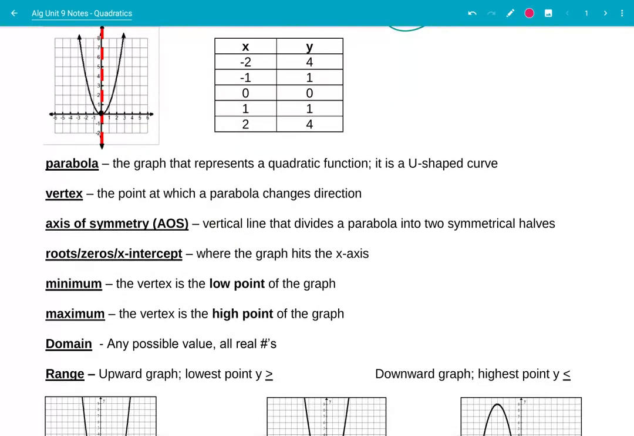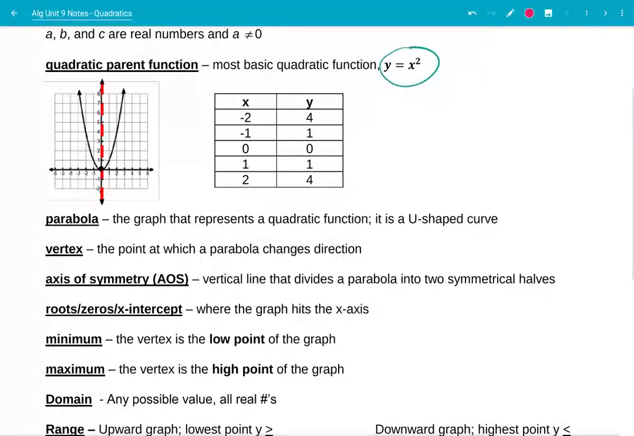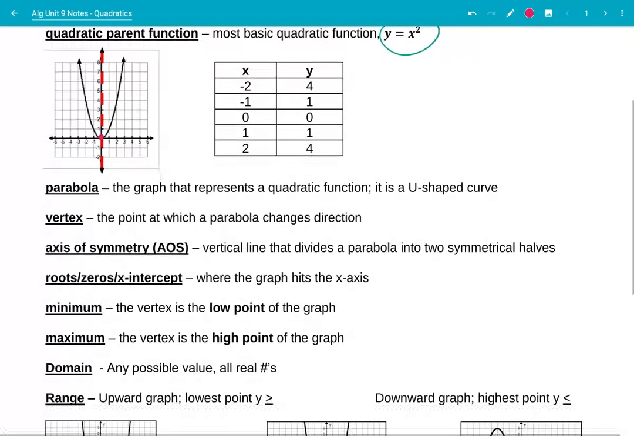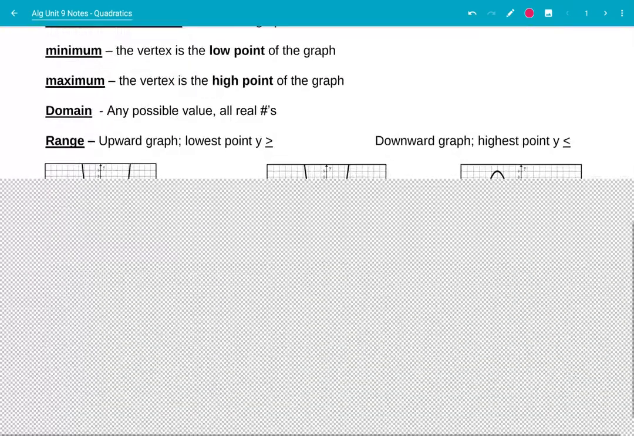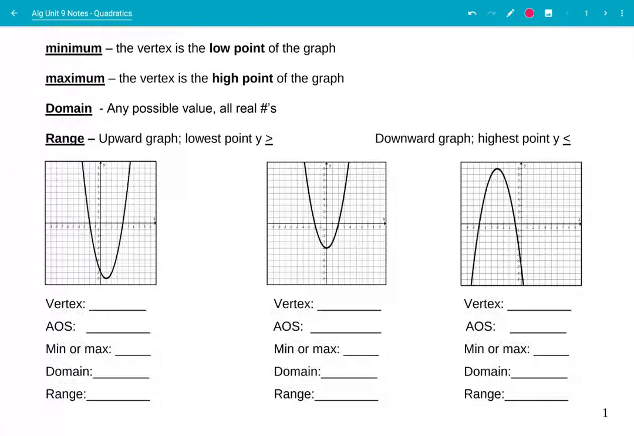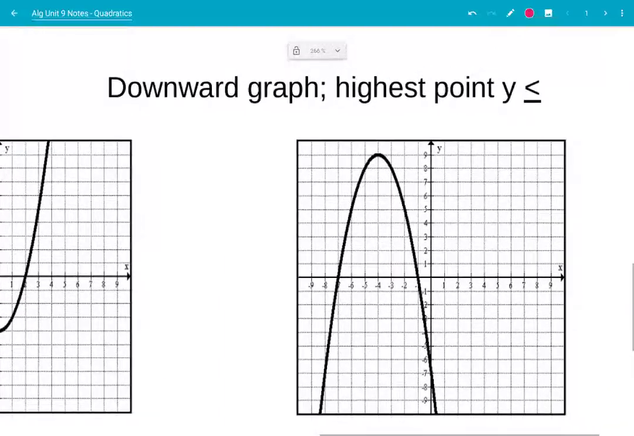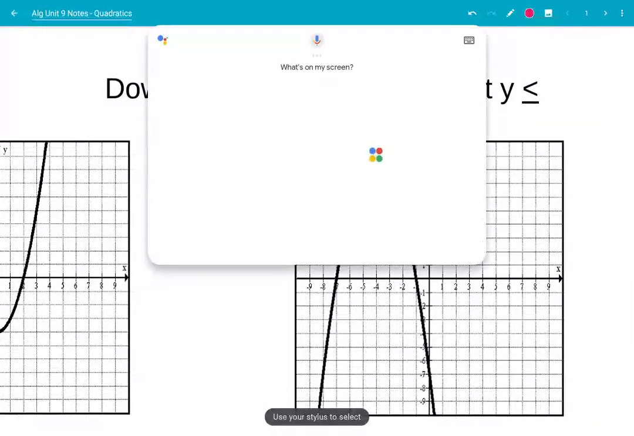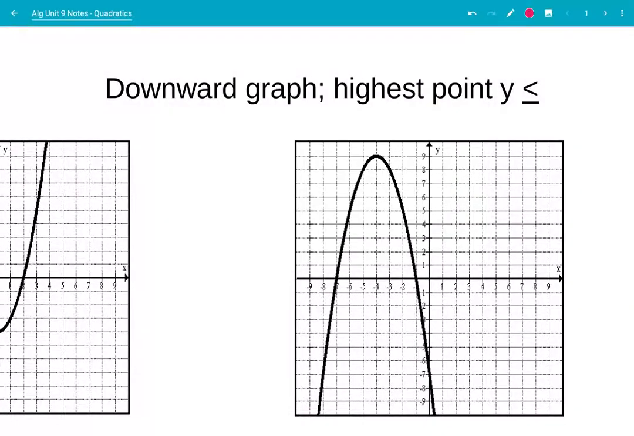Anyway, we've got the minimum. That's where the vertex is the low point of the graph. So for this graph, the vertex is the lowest point. So this is a minimum. A maximum is where the vertex is the high point of the graph. So like over here, this one right here, that would be a maximum because it's the highest point.